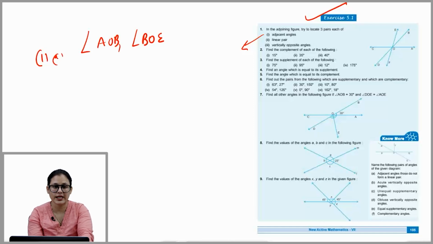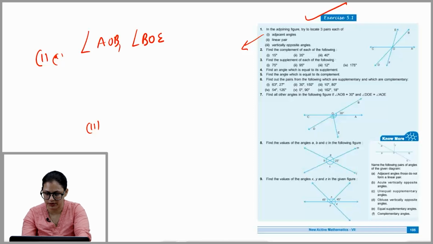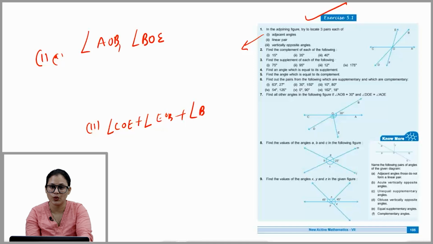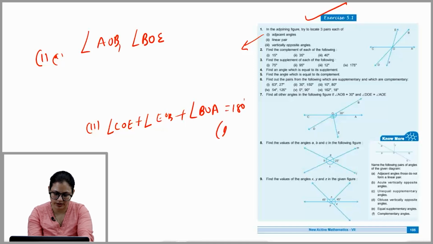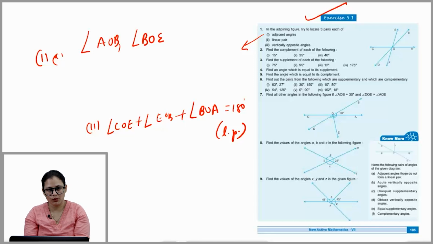Now second is linear pair. So which 2 angles are forming linear pair? See, linear pair means 180 degrees. So these angles are forming linear pair. That is angle COE plus angle EOB, plus angle BOA is equal to 180 degrees because linear pair. So you will find 2 more pairs.